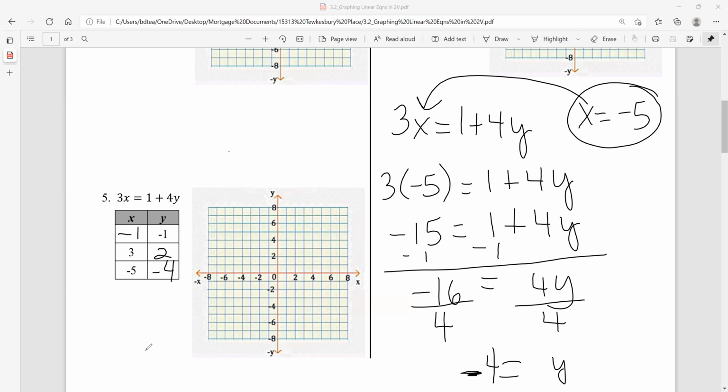Now let's see if we can plot the points. When x is -1, y is -1. So we're plotting the point -1, -1. It's about here. When x is 3, y is 2. So we're plotting the point 1, 2, 3, 2. This is another point that's going to be on the line.